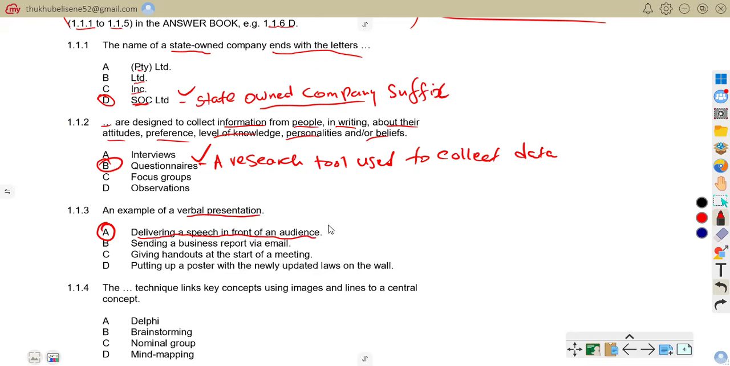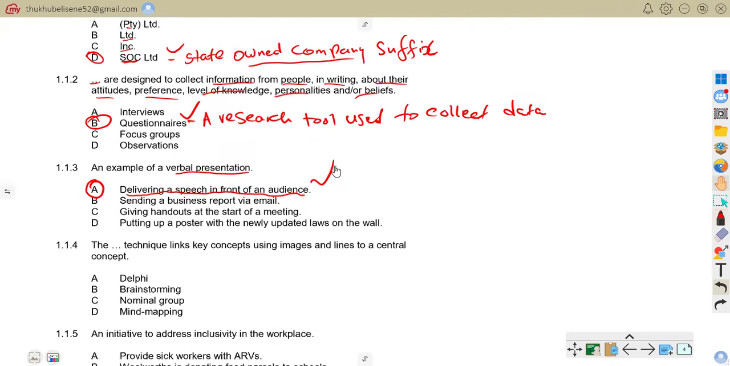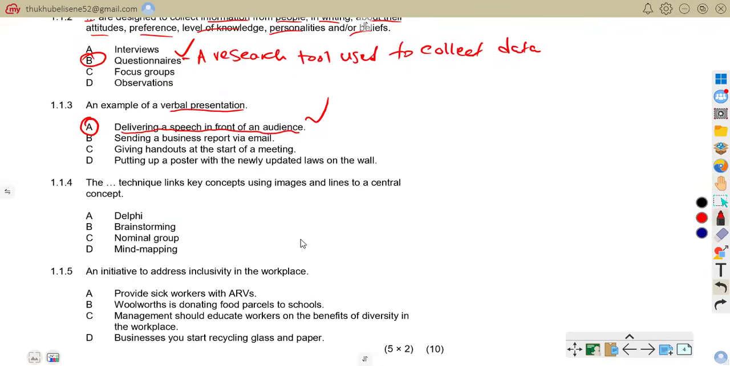We know very well that when we are delivering a speech in front of an audience, we prepare fully. It's because we know our audience, because you are engaging visuals, and also we practice confident delivery. So the correct answer is what? It's delivering a speech in front of an audience. Let us move on, guys. Let us be on 1.1.4.